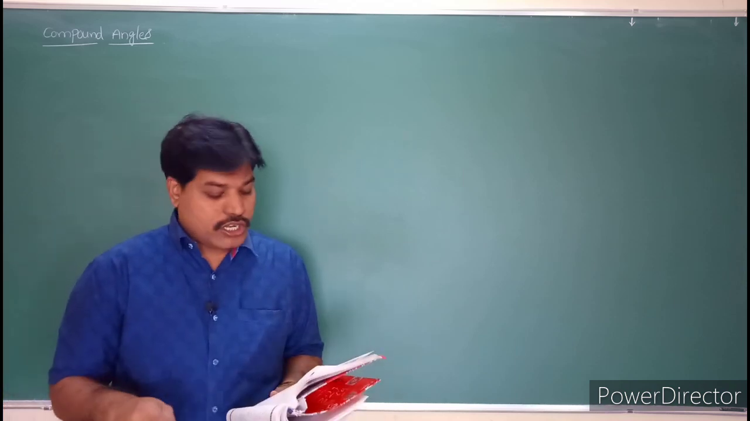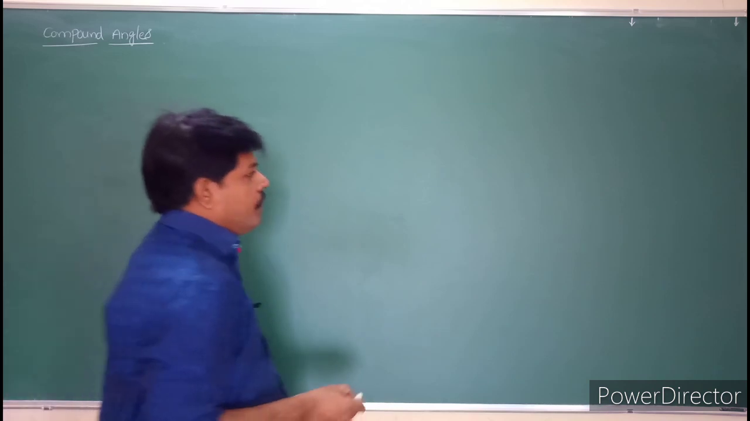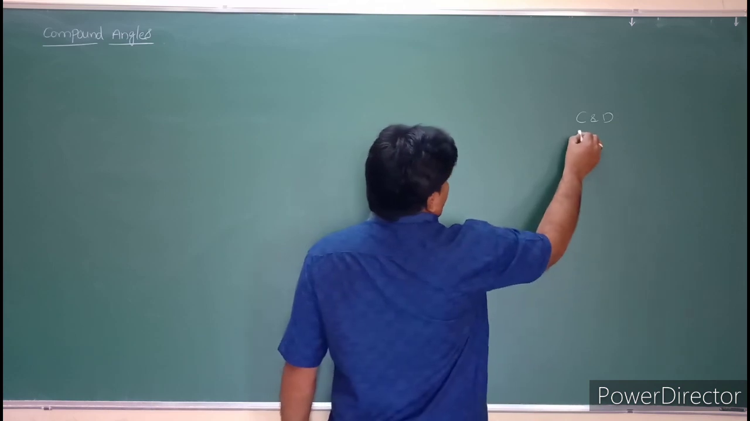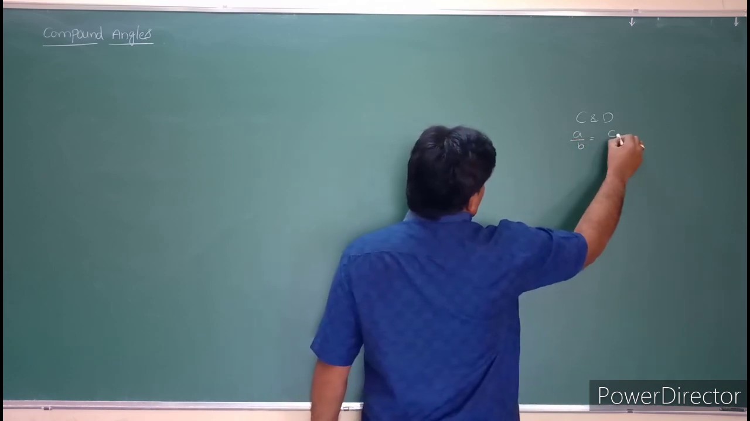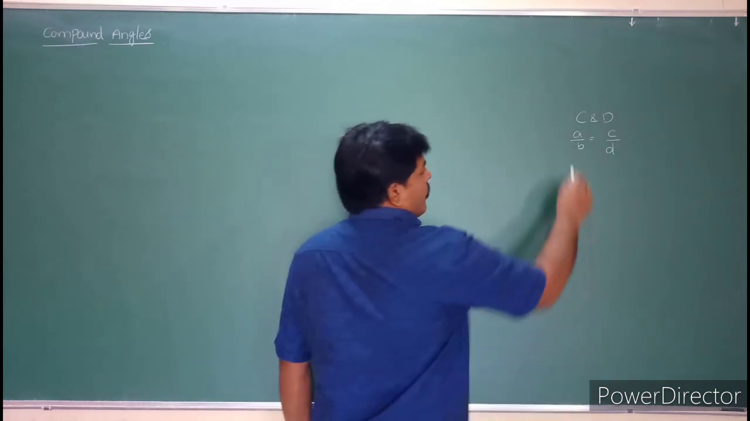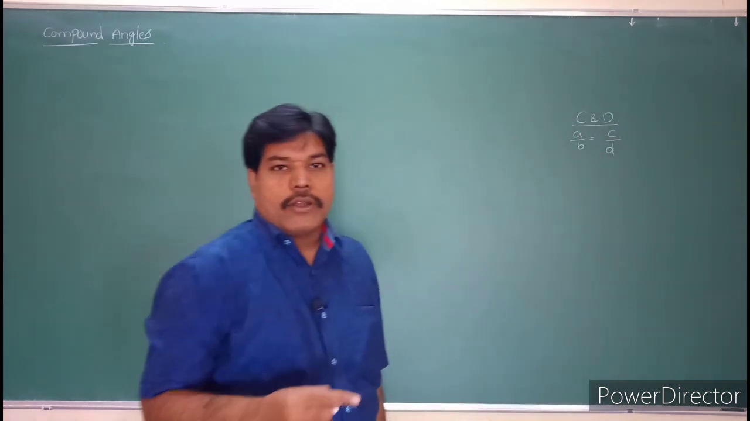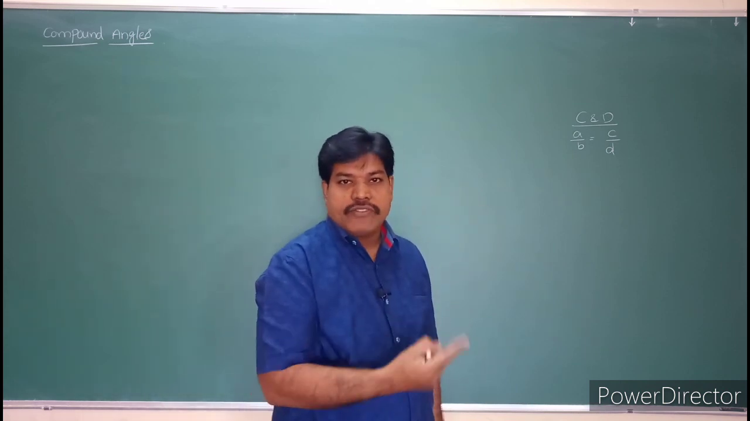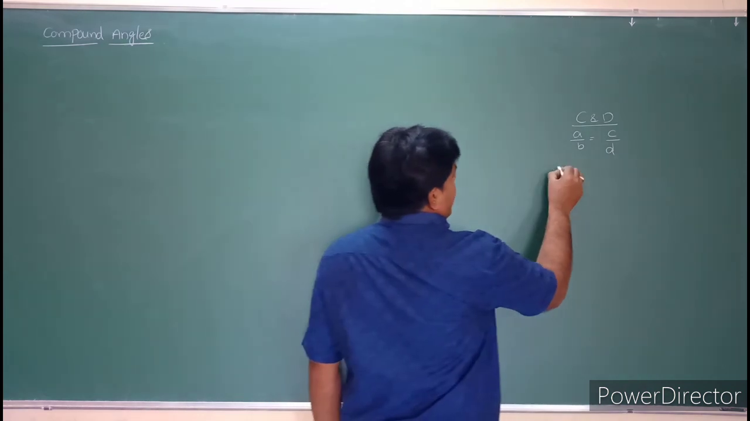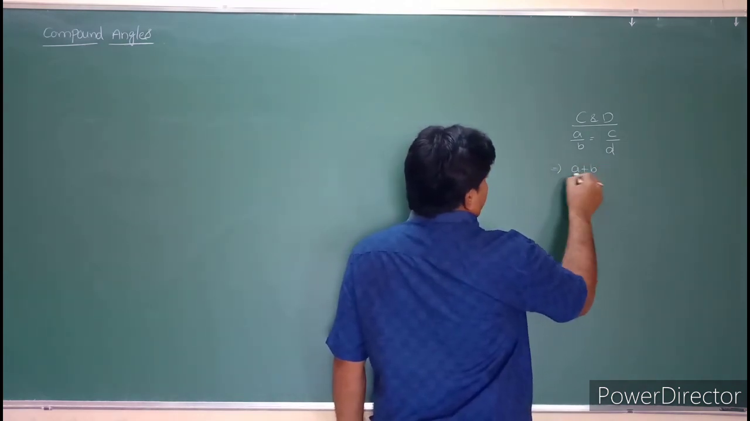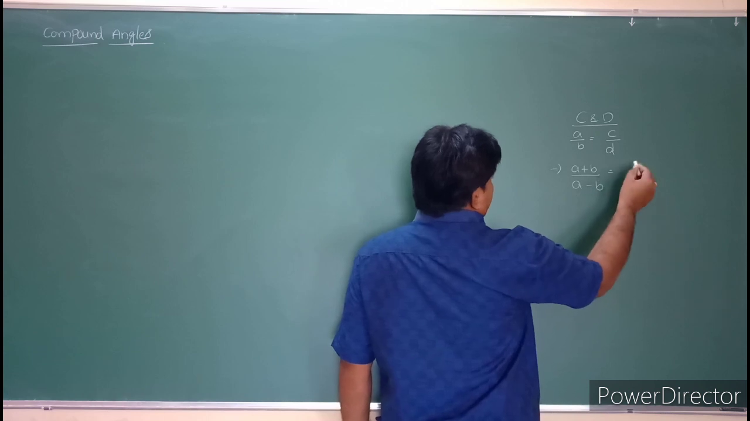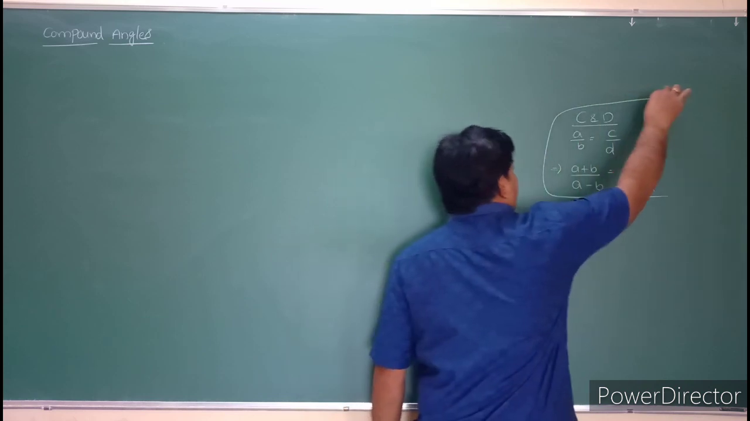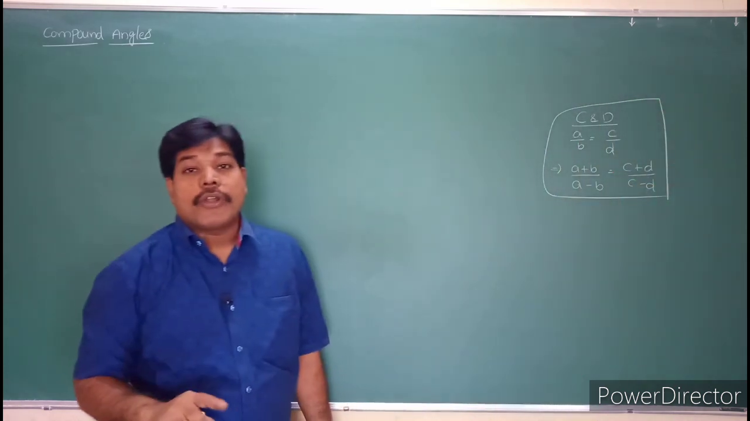Before starting question number 13, you have to remember one formula. What is that? Componendo and dividendo. Componendo and dividendo is nothing but, if A by B is equal to C by D, you can use this as A plus B by A minus B is equal to C plus D by C minus D. So this is one property, and that property is called componendo and dividendo.